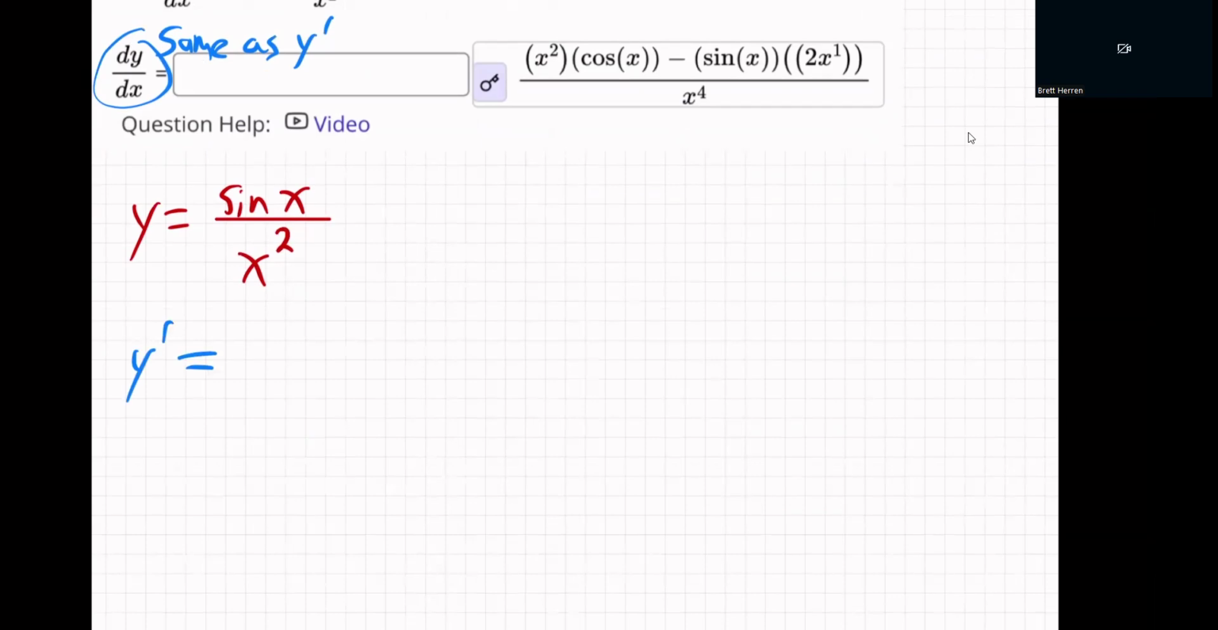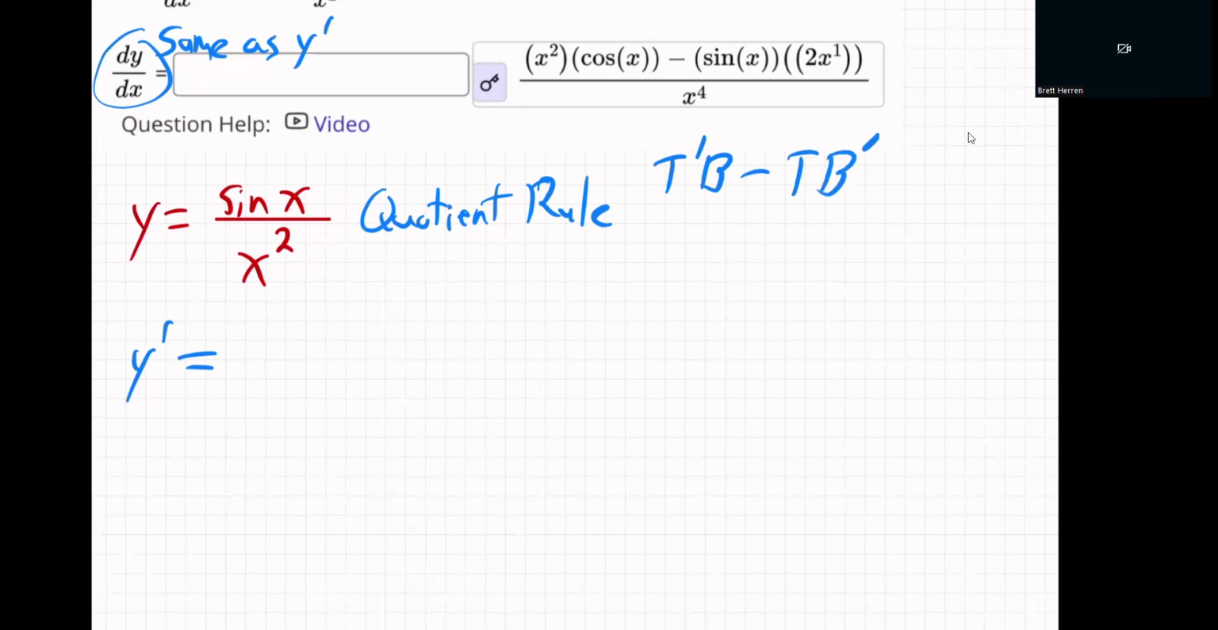So how do we do this? What's this? This is two functions divided, so we're going to have to use the quotient rule. Right? What does the quotient rule say? You take the derivative of the top times the bottom, minus, leave the top alone, derivative of the bottom, over the bottom squared.